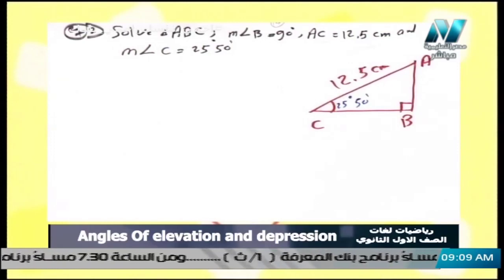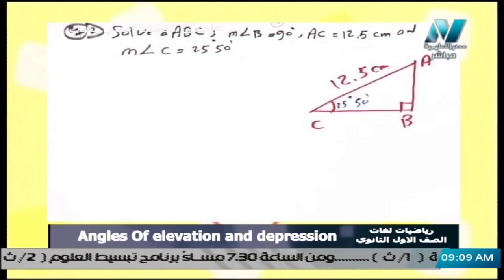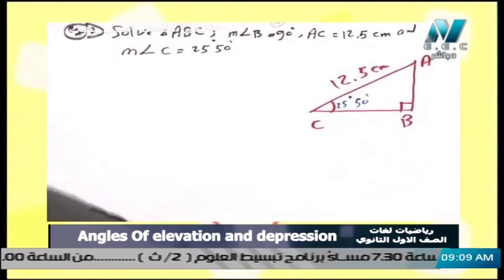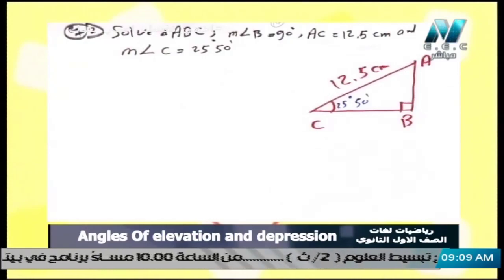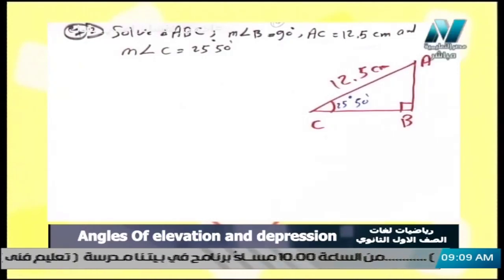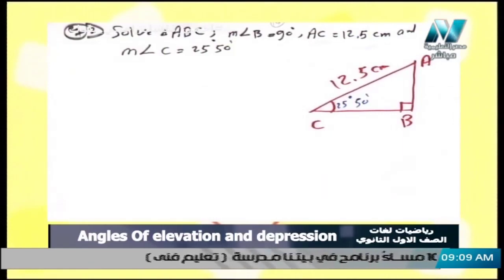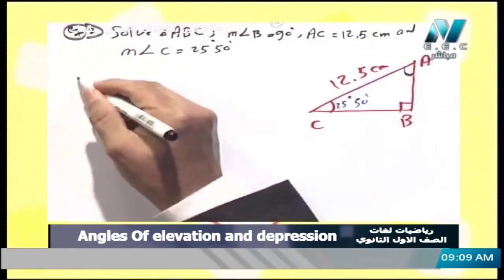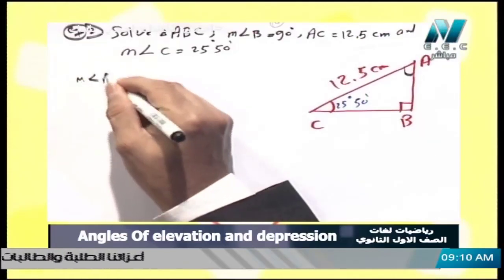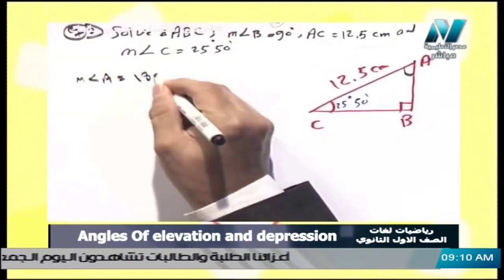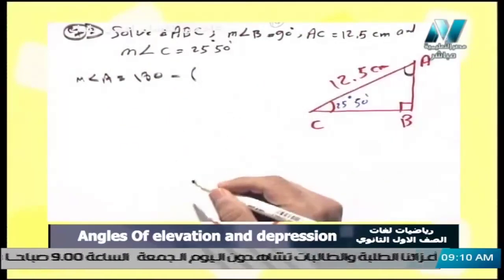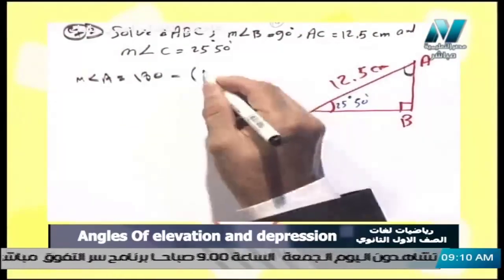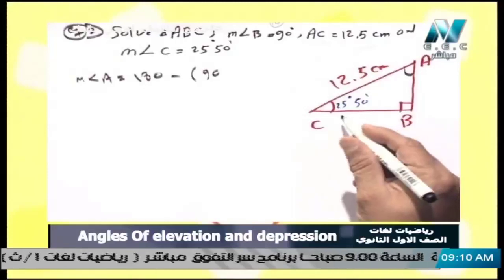To solve the triangle here, we must find the measure of the angle A. To find the measure of the angle A, we will apply the rule that the measure of angle A equals 180 minus the sum of the other 2 angles, which is 90 plus 25 degrees 50 minutes.